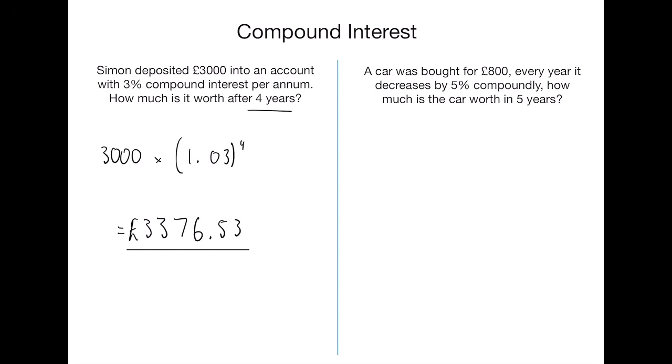Now for this one, it looks very similar, but it is slightly different because this is a decrease by 5% each year. So again, we start off with our original value and we multiply it. Now I said before 1 is our base value, but because this time it's going down, we actually want to subtract 5% from 1. So this time it's going to be 0.95. So technically what I've done is 1 take away 0.05 to get that one. And then we do that to the power of 5. Again, put that in your calculator, and your final answer is £619.02.